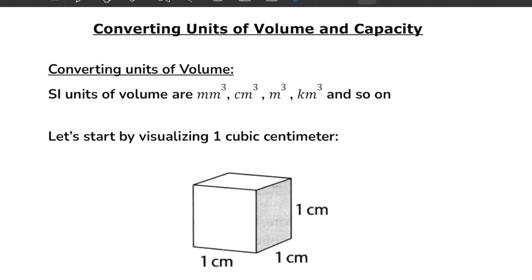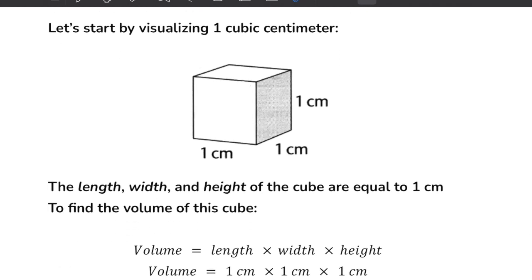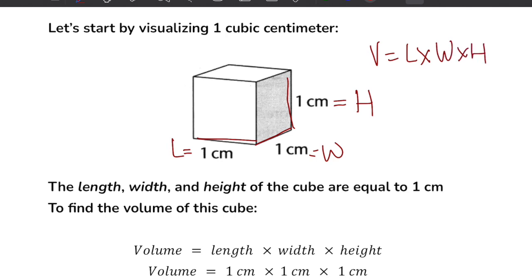So in order to understand how we convert units of volume and capacity, we need to start by visualizing a cube, a cubic centimeter. So a cubic centimeter is made up of 3 dimensions, okay? All the faces are equal in size, they're all squares. The length is equal to 1 centimeter, the width is equal to 1 centimeter, and the height is equal to 1 centimeter, okay? Now remember to find the volume of this cube, because it is a prism, we multiply the length and width and height by each other, okay? So we do that right here.